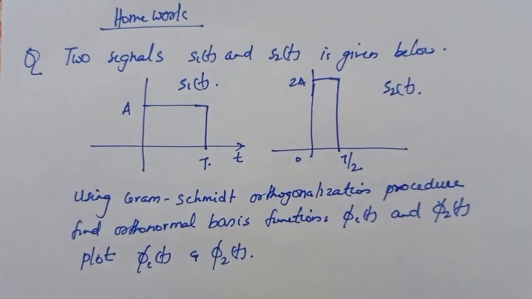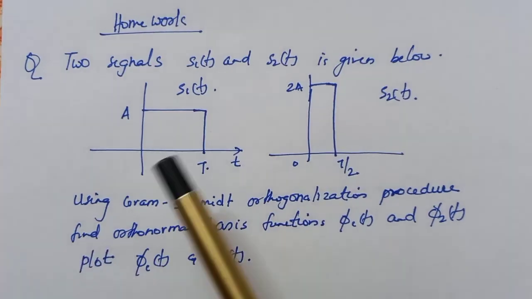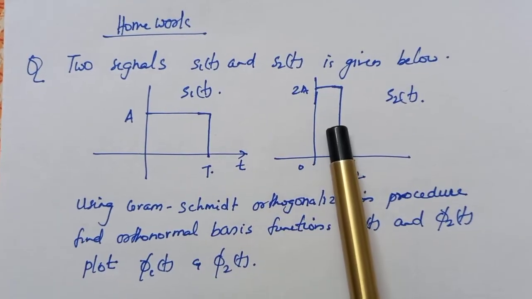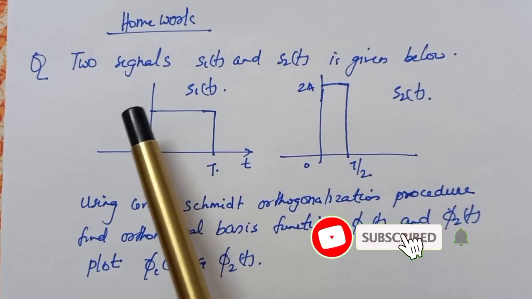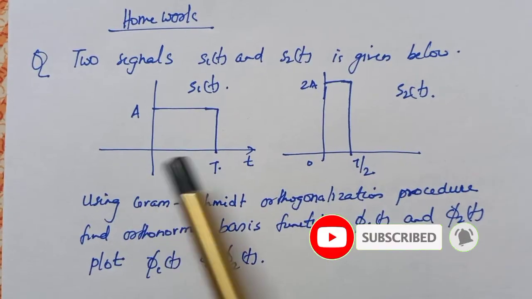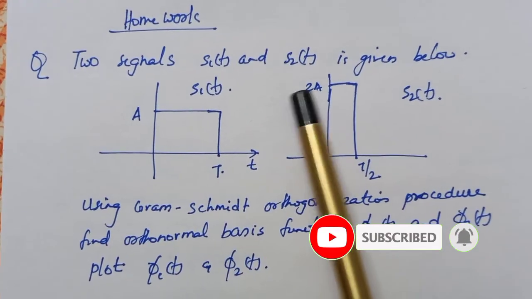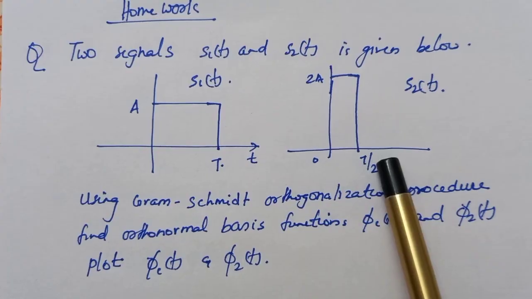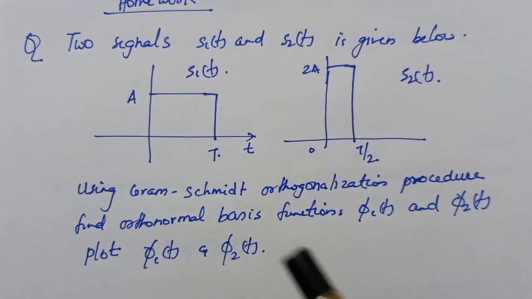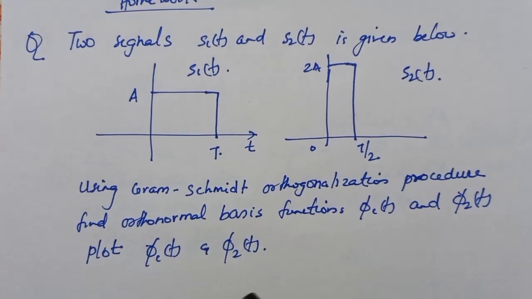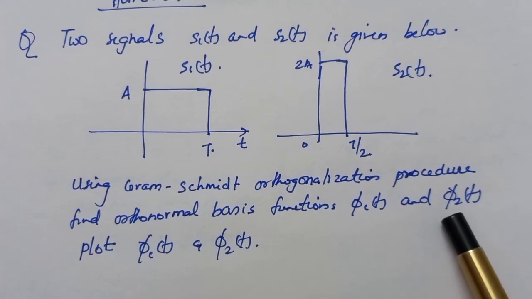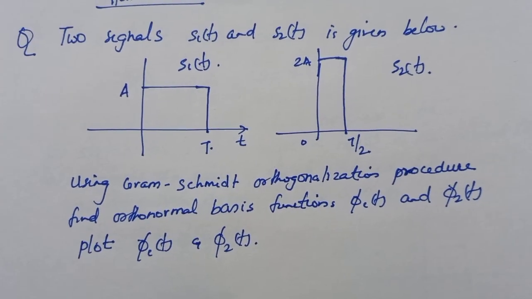So please do a homework problem. You are given two signals s1(t) and s2(t). s1(t) has amplitude A with the duration 0 to T, and s2(t) has amplitude 2A with the duration 0 to T by 2. Applying the Gram-Schmidt orthogonalization procedure, find the orthonormal basis functions φ1(t) and φ2(t). Also plot φ1(t) and φ2(t).